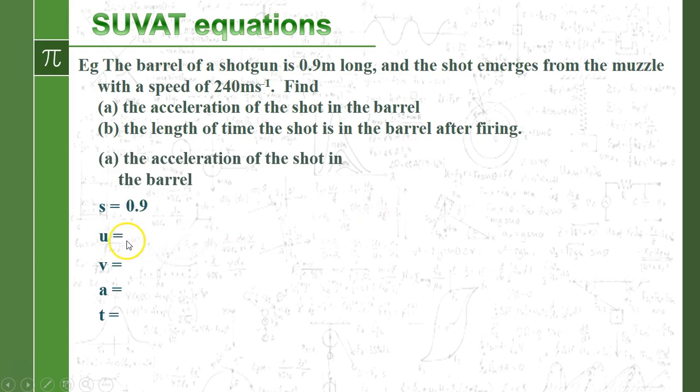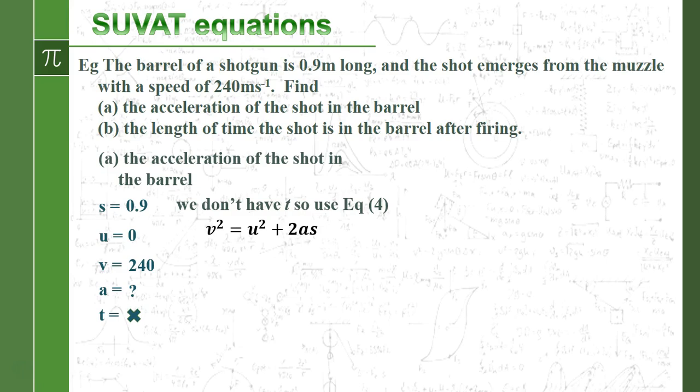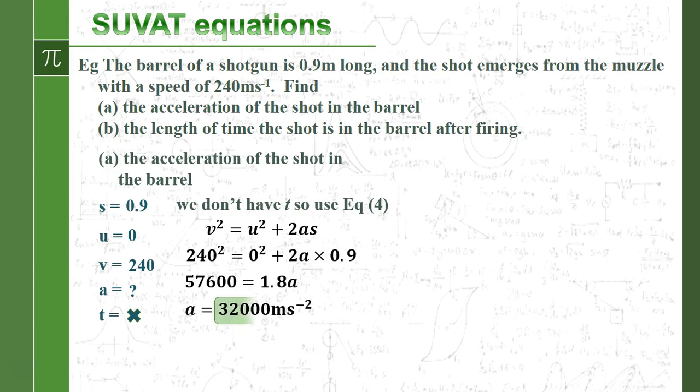U, well, often you find that U is implicit, because obviously at the start when we start observing this thing, the bullet isn't moving, so we know that U equals 0. V is 240, the speed it's coming out of the barrel at. Acceleration, that's the thing we're trying to find. T is the one we don't know. So we're going to use equation number 4 this time. So V squared equals U squared plus 2AS. Plug the values in, and we've got our acceleration, which is 32,000 metres per second squared. That's a hell of a figure.